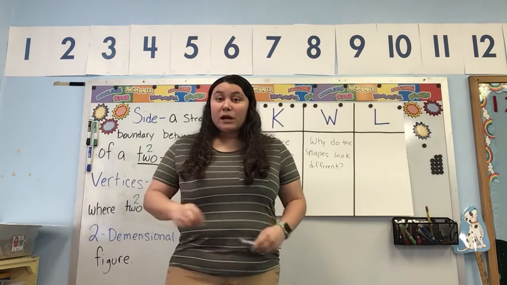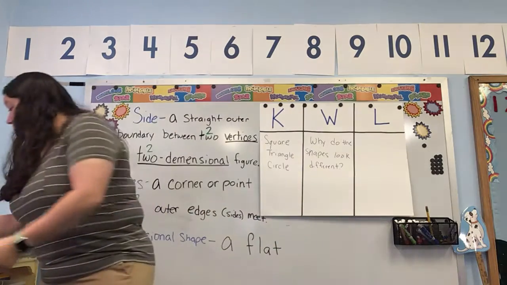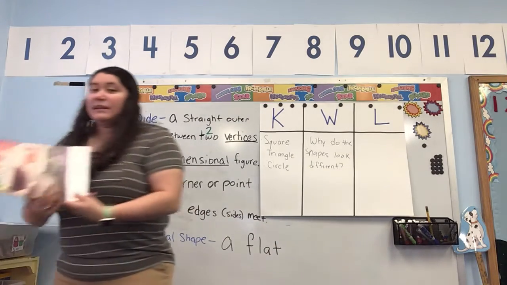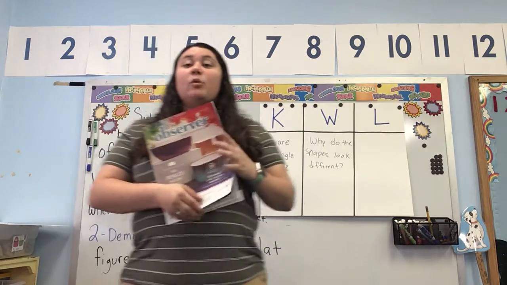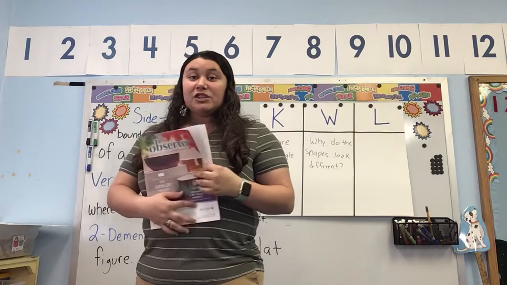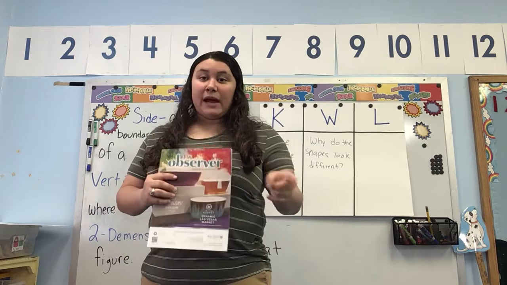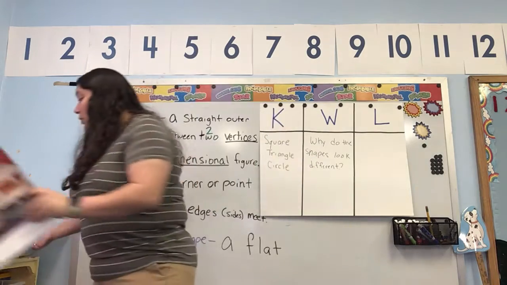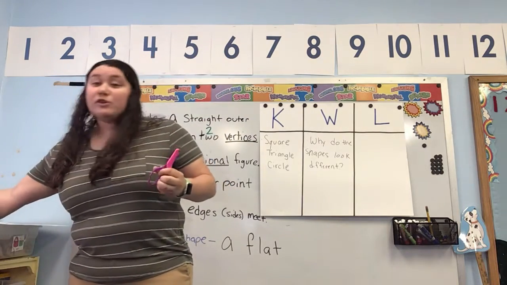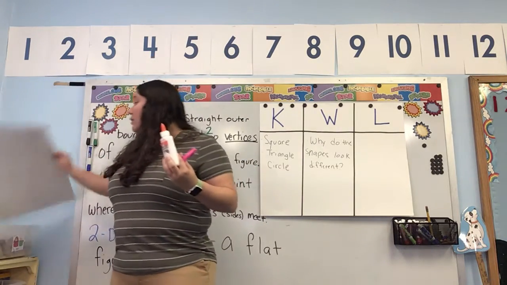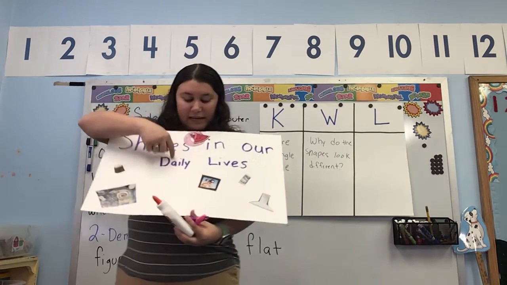Okay? So what we're going to be doing now for our activity is I'm going to give you a magazine. Now, we've used magazines before, right? So within your magazine, I want you to open it up and you're going to find things that are shapes, objects that are shaped just like the things that you had in your bag. And what we're going to do is you're going to use your scissors to cut them out, and you're going to use your glue to paste on our poster. And our poster says shapes in our daily lives.